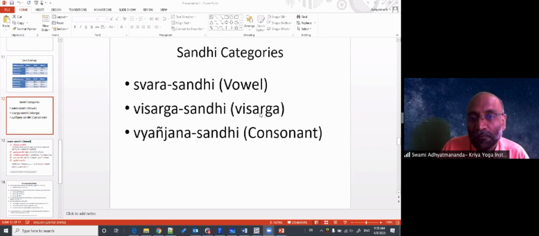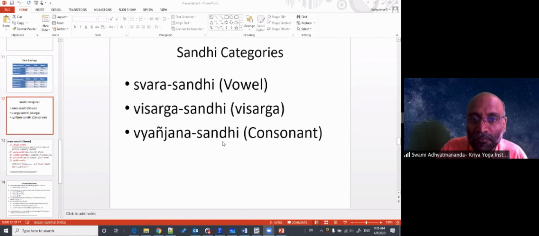Visarga sandhi. Visarga sandhi takes place when there is a visarga at the end of the first word and the first letter of the second word could be anything. Visarga can never start a word. So visarga could be only at the end of the first word and the second word could be either a vowel or consonant.